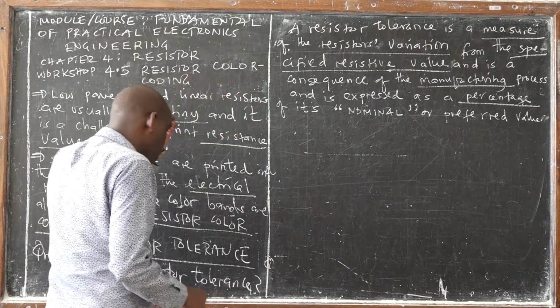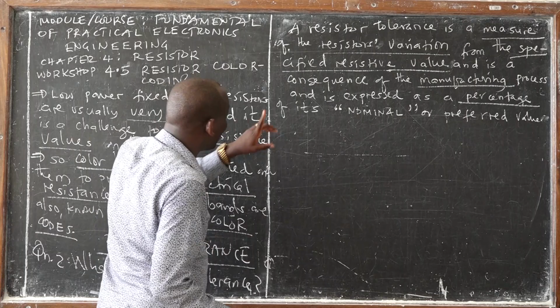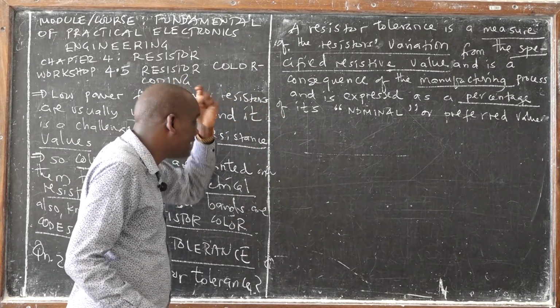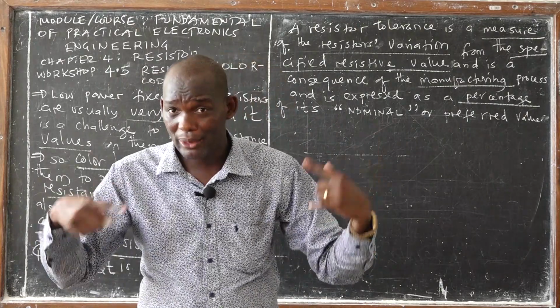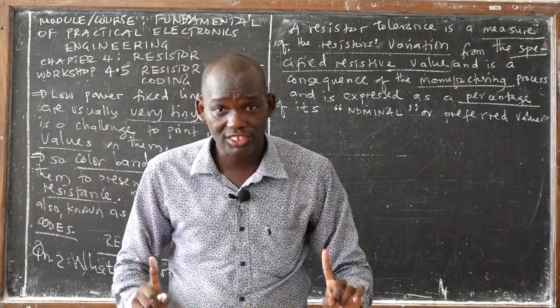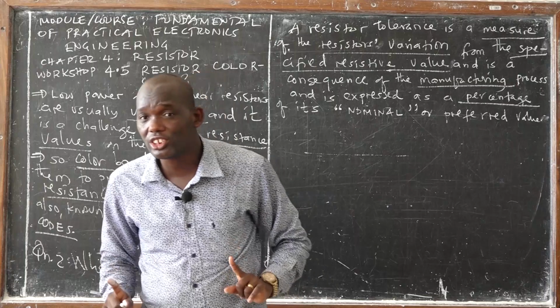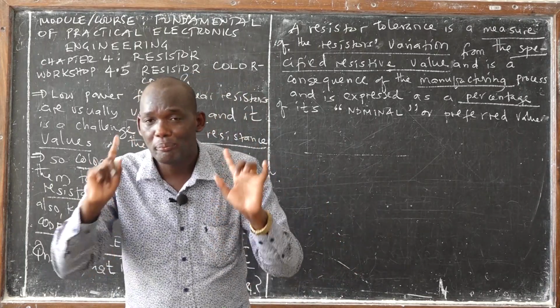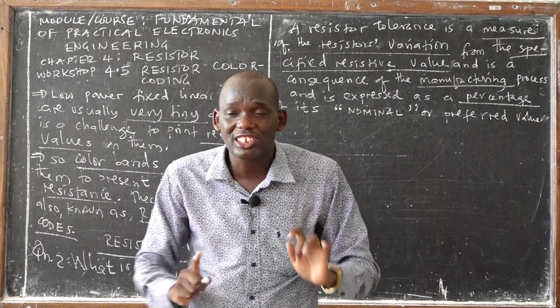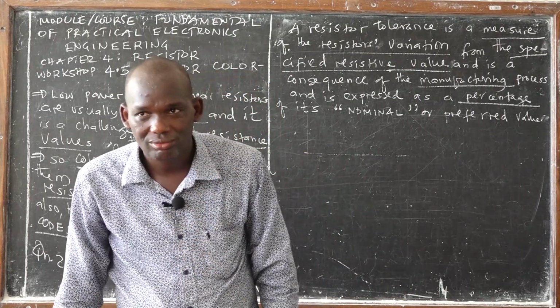Let me just explain to you practically. The resistance is the measure of resistor variation. Remember, we are learning about fixed resistors, whose values are not varying. But when they make it, there's no way to make a resistor whose resistance is exactly 100 ohm.